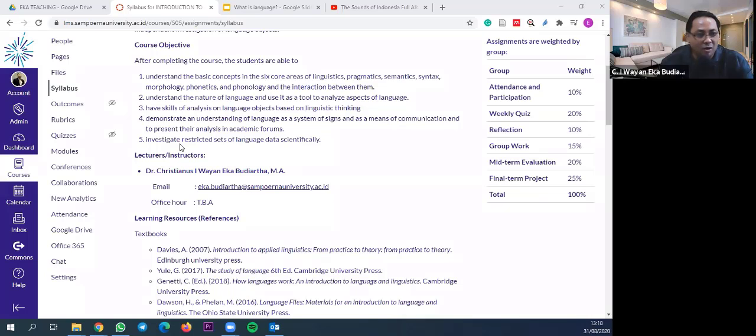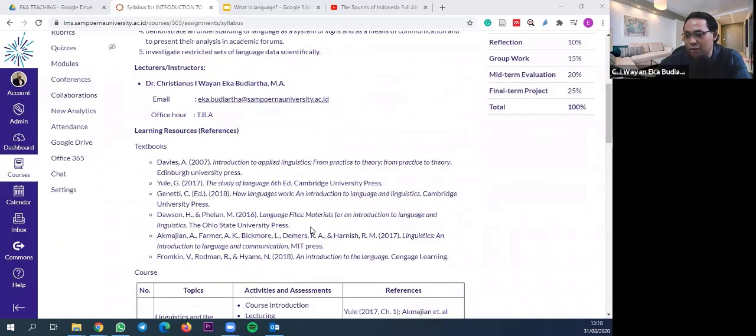So by learning this, you are expected later on to prepare what you are interested in for your final project, for your capstone project, or any research activity together, for example, with your lecturer. And to investigate restricted sets of language data scientifically. Then later on, we would like to talk about data.